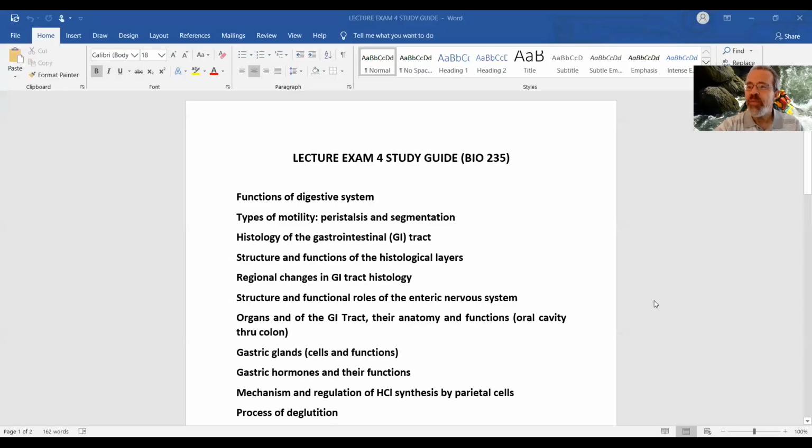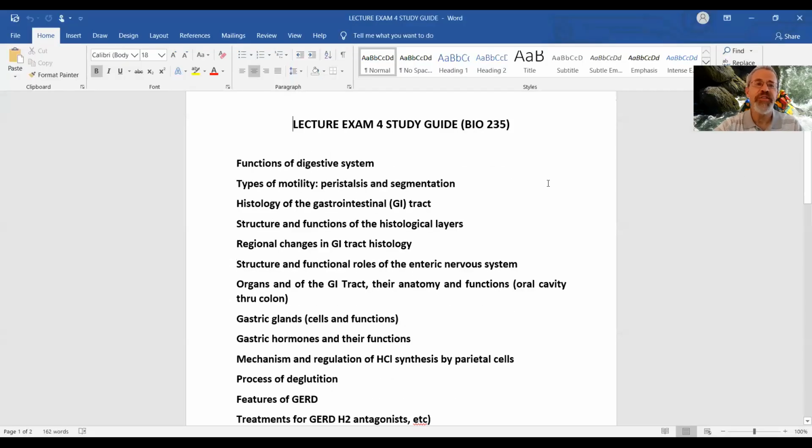And the stuff should be pretty familiar to you as we're going through it. Basically, to start things off, we covered the digestive system. In the very beginning, for example, we spoke about what are the general functions. There is that first slide. Remember, digestion, motility, secretion, absorption, and then excretion.